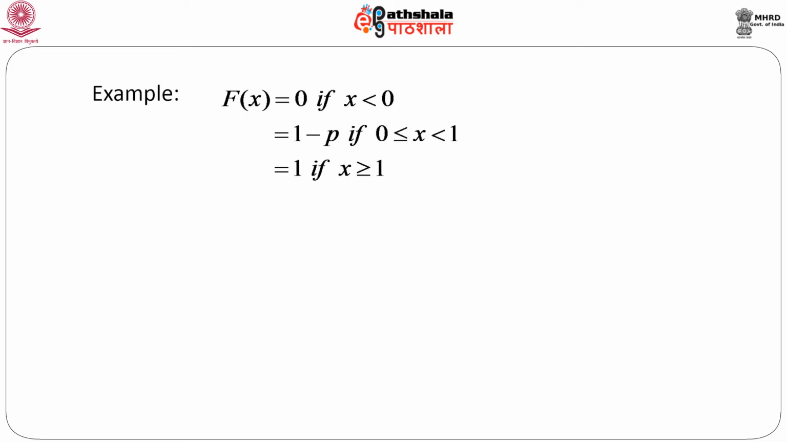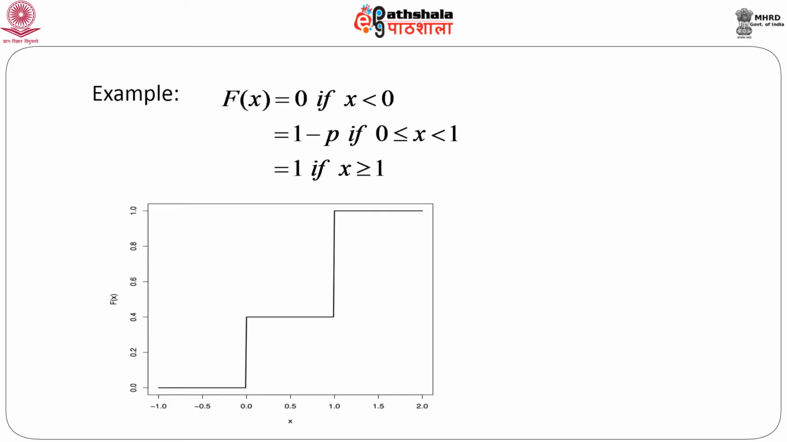Now here capital F(x) takes the value 0 if x is less than 0, equals 1 minus p if 0 is less than or equal to x less than 1, and 1 if x is greater than or equal to 1. Let us first look at the graph of this F(x). Here as long as x is less than 0, capital F(x) takes the value 0. As soon as x takes the value 0, the value becomes 1 minus p. So there is a jump at this point.